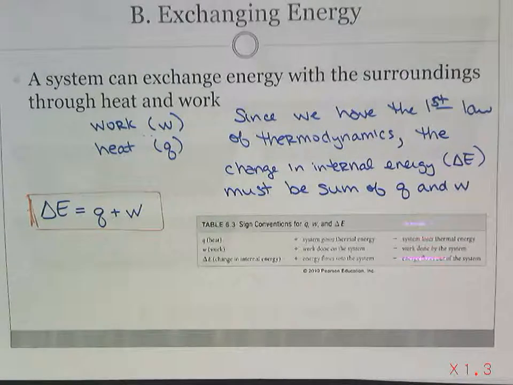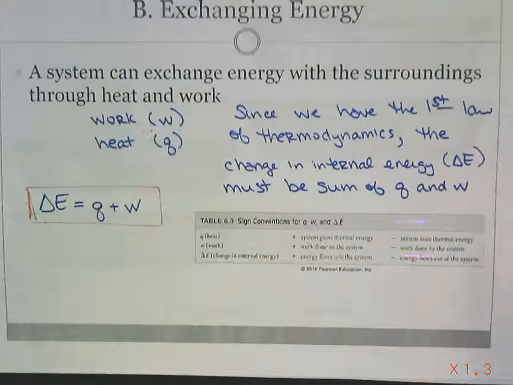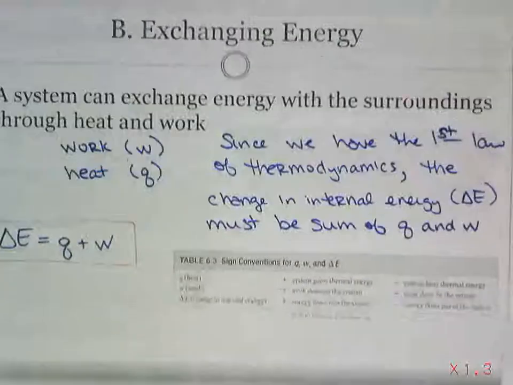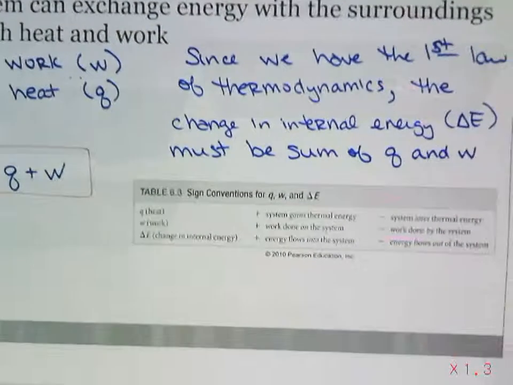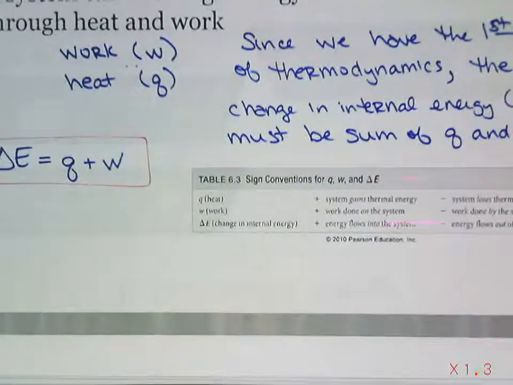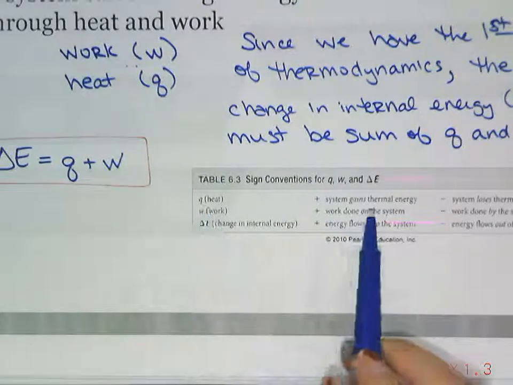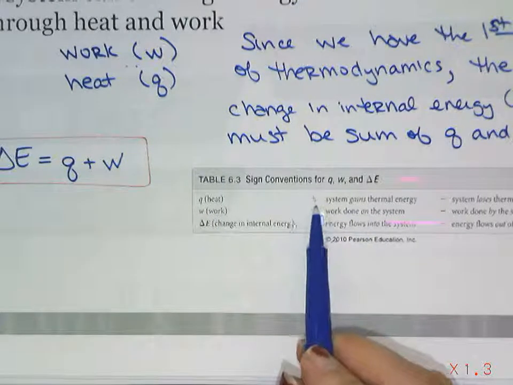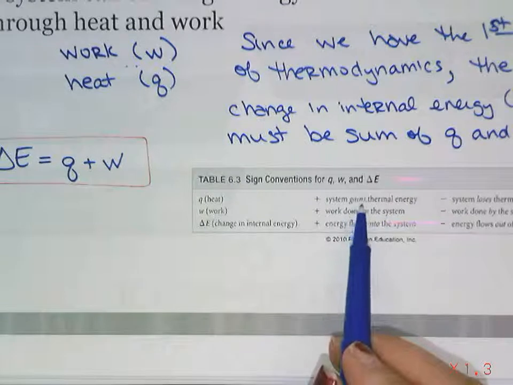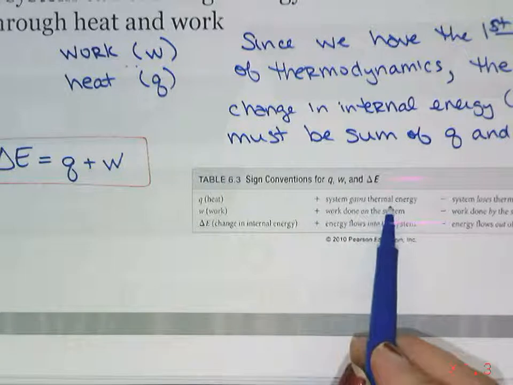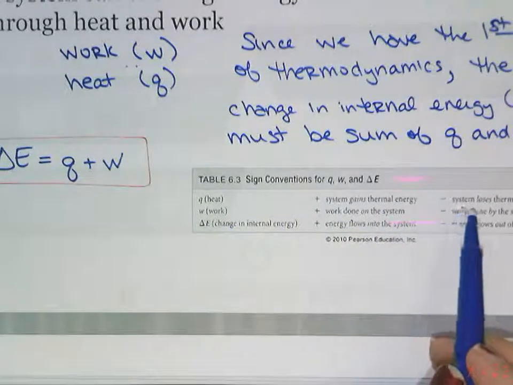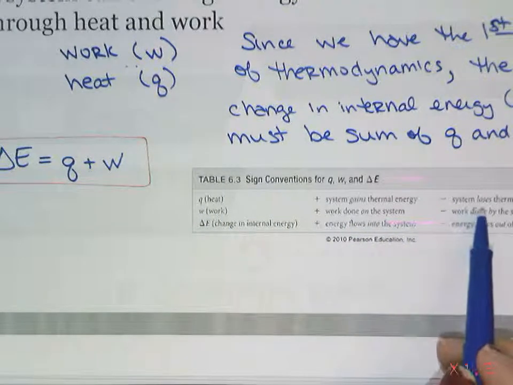So we can look at some, since the positive and negatives are a big deal. Let's zoom in on this guy. There's this little table, it's also in your textbook. But Q, if heat is a positive number, it means my reaction has gained thermal energy. It's gotten warmer. If my heat is negative, it means the system has given away its energy to the surroundings. That's telling me the direction it's going.